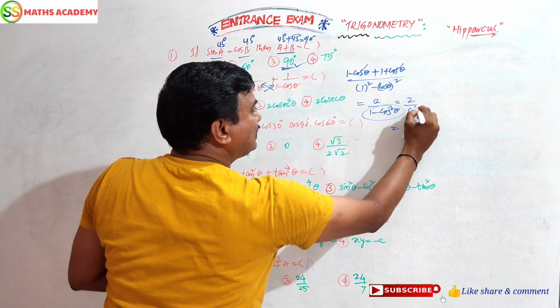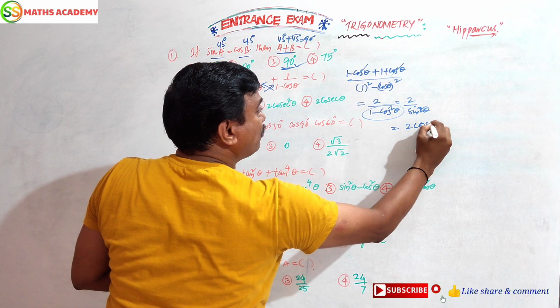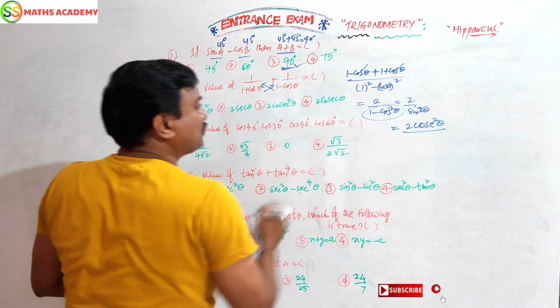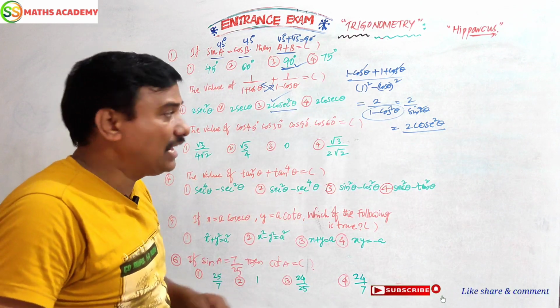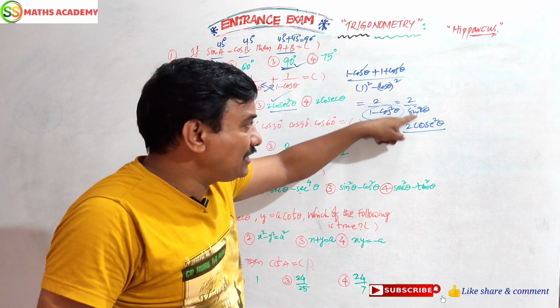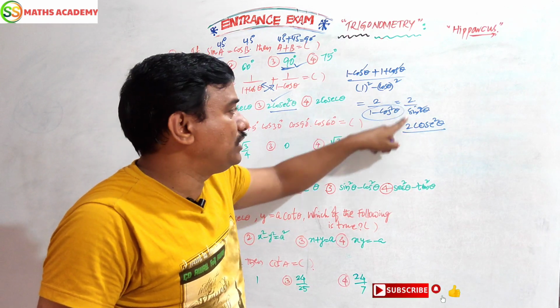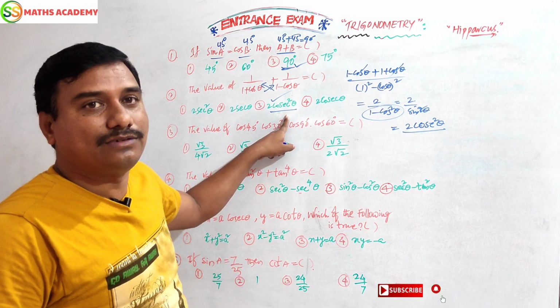You know 1 by sin square theta is cosec square theta. So 2 into cosec square theta. This is your answer: 2 by sin square theta, 1 by sin means cosec, so 2 into cosec square theta. This is your answer. Okay.